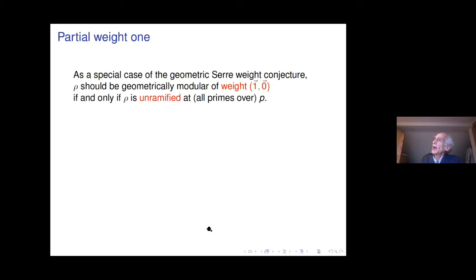The case of parallel weight one, as I mentioned, has already been studied. And the natural expectation, generalizing the classical case considered by Serre, is that rho is geometrically modular of parallel weight one if and only if rho is unramified at, if you're allowing multiple primes over p, all primes over p.